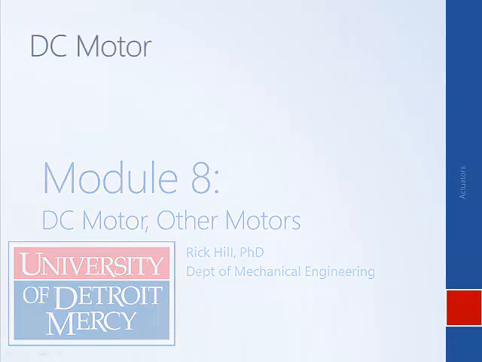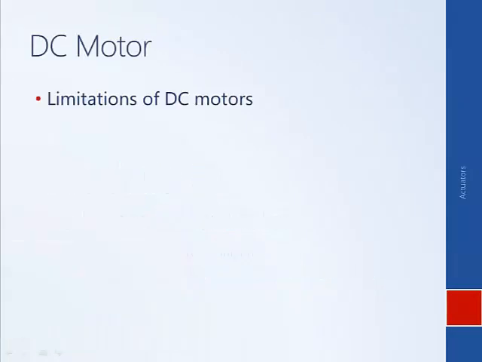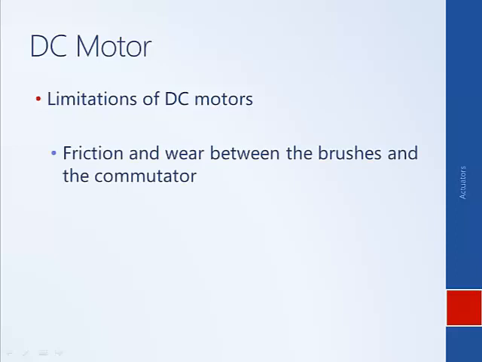This basically concludes our discussion of the DC motor. And we'll just summarize a few limitations of this implementation of a DC motor. One is that there's quite a bit of friction and wear between the brushes and the commutator. You can imagine these brushes constantly rubbing against the commutator. This creates friction, which hurts the efficiency of the motor, and it can also wear out. You wear out the brushes, you lose a connection, and the motors don't work.